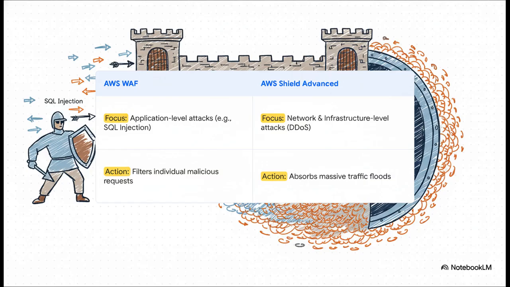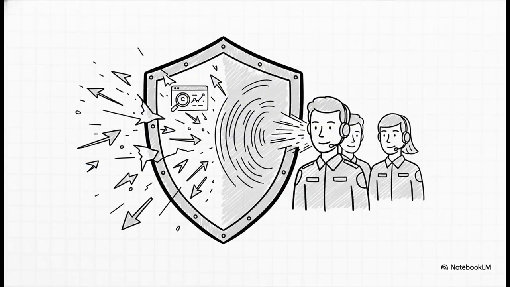You really need both. And that's the thing to remember. With Shield Advanced, you're not just buying a tool, you're getting a full-on service. It includes automatic mitigation and really deep visibility into any attacks. But honestly, the real game changer is having 24/7 access to the Shield response team. These are actual AWS experts who are there to help you during a DDoS event.